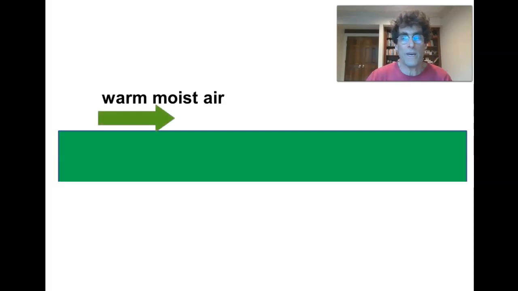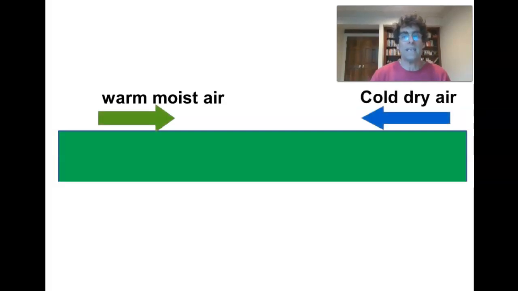So I made this little graphic. It took about an hour, so I hope you enjoy it. This is warm, moist air. This is the wet air coming from the Gulf of Mexico, and it's going this way. And we're going to have some cold, dry air moving in from the right. So let's see what happens. Here comes the cold, dry air.